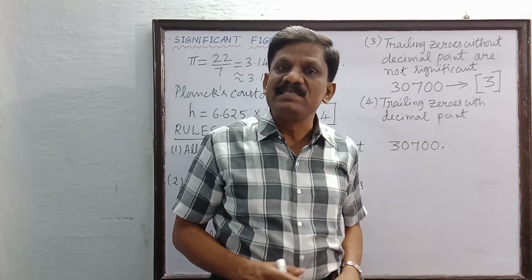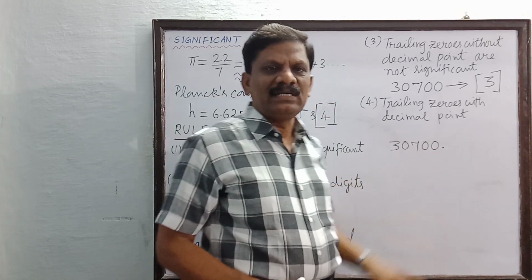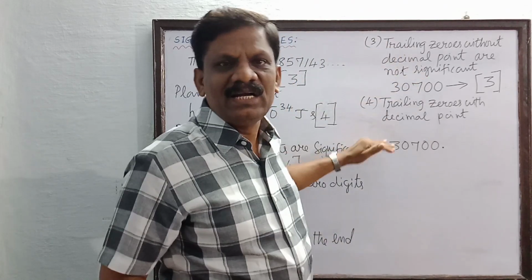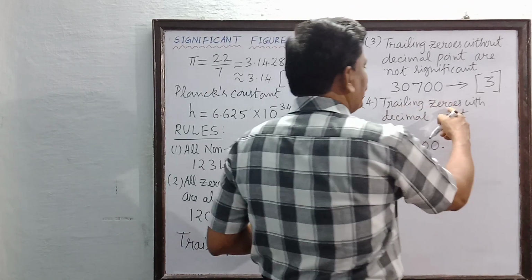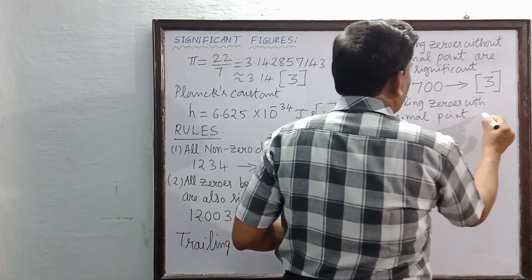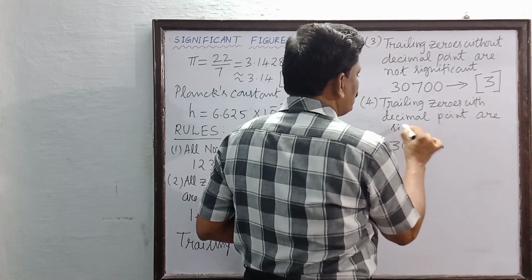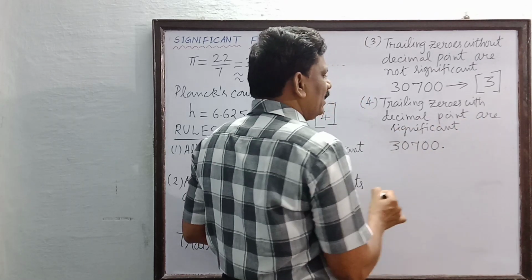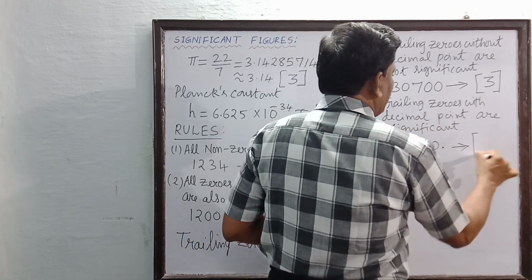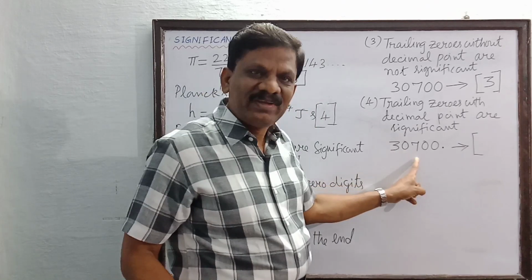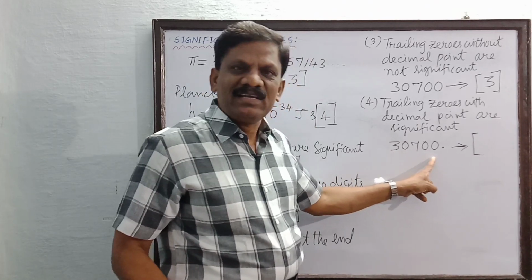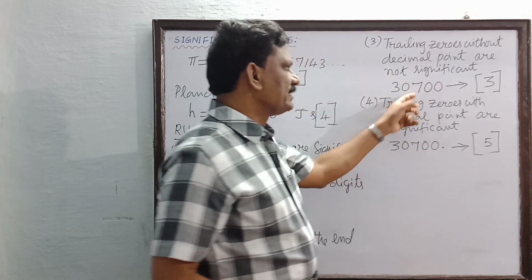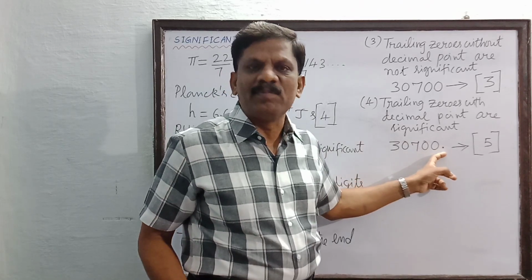It is going to safeguard the zeros. So these 2 zeros at the end are having significance. That is the difference between rule number 3 and 4. So trailing zeros with the decimal point are significant. This is a very important difference. You should take care. So they are significant. That means this number is having 1, 2, 3, 4, 5 significant figures. So this is the difference between the previous example and the example with the decimal point.